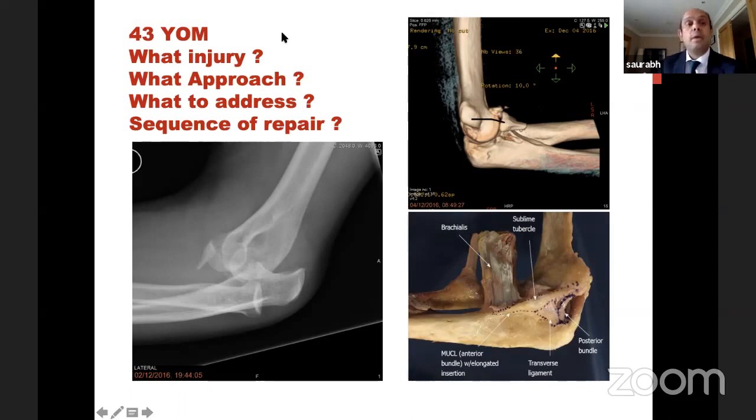So injury we know; approach, universal approach, because it allows me both the medial and lateral approach. What to address? We'll have to address the lateral ligament. Instead of the medial ligament, we'll have to address this anteromedial facet. We'll have to address the capsule, and the radial head is intact. Because the radial head is intact, I cannot approach laterally, and anyway, it's a big piece of bone. It has to be approached medially.